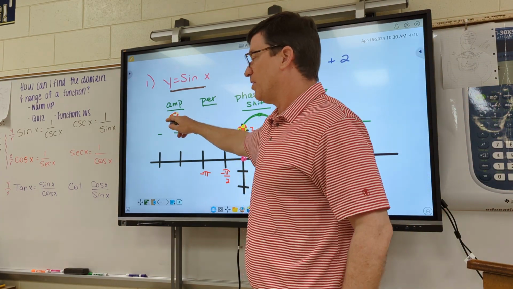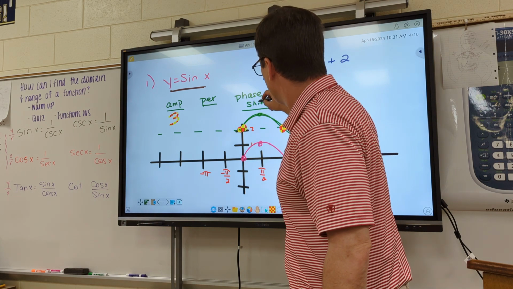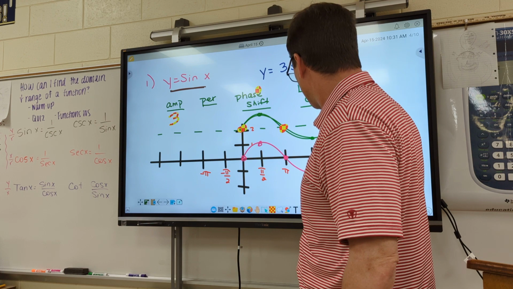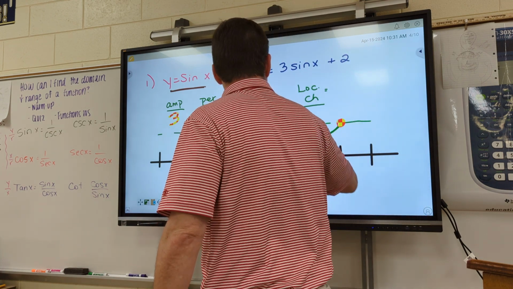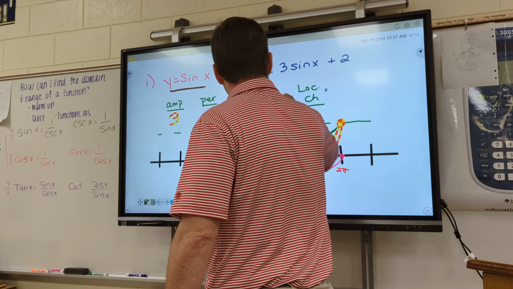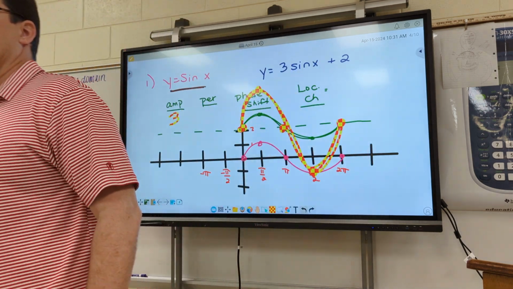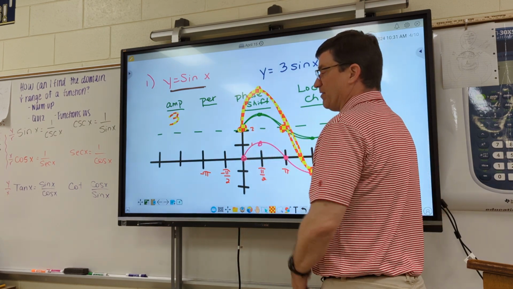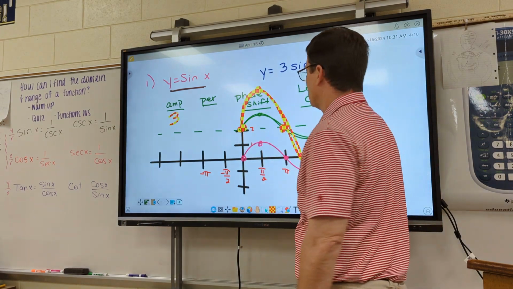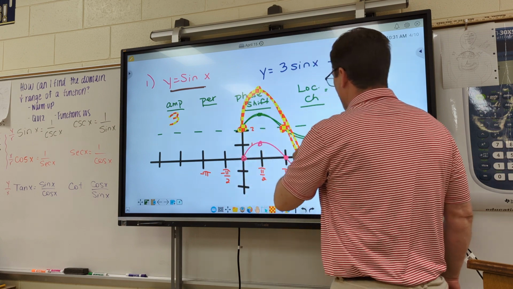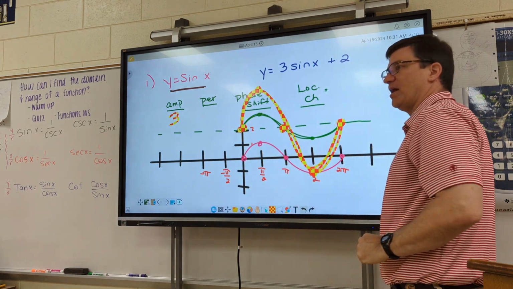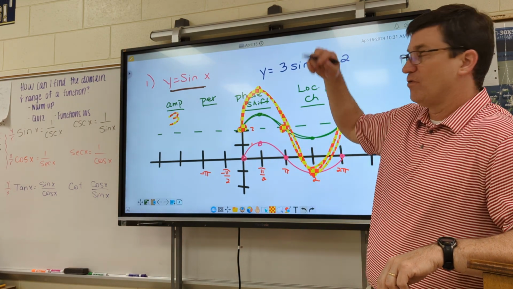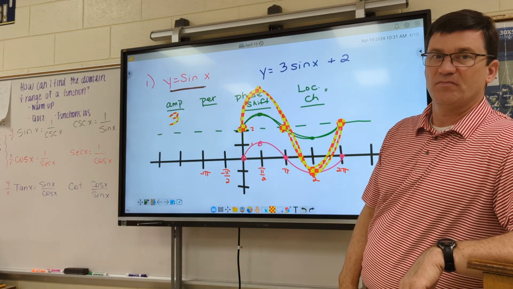Y'all see we got to go 3. So from the x-axis, 1, 2, 3. From the x-axis, 1, 2, 3. So basically the amplitude just stretches it out. So is that 4 or is it at 5? You count 3 from right here, so it'll be at 5, right? 1, 2, 3 from the dotted line, 1, 2, 3 from the dotted line. That's how you do amplitude every time. The ones on the x-axis, just color over them, count the other ones.